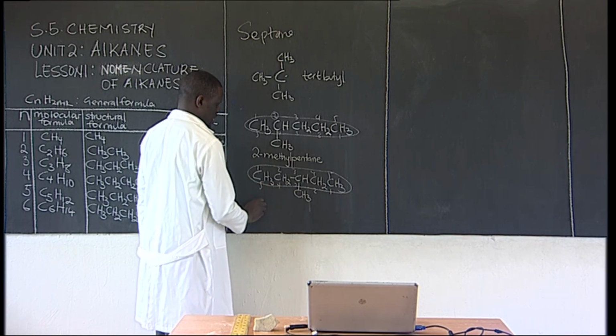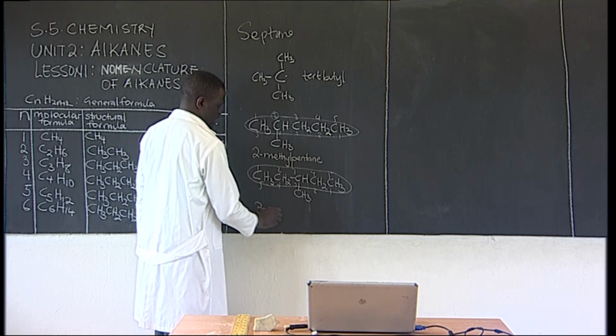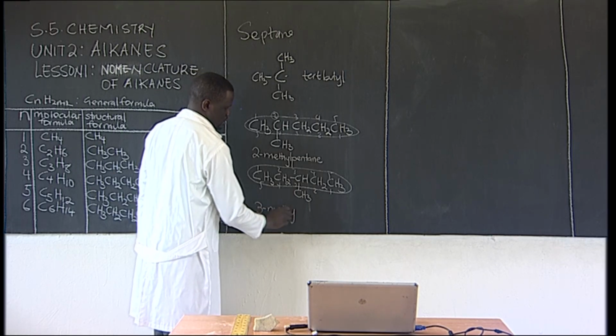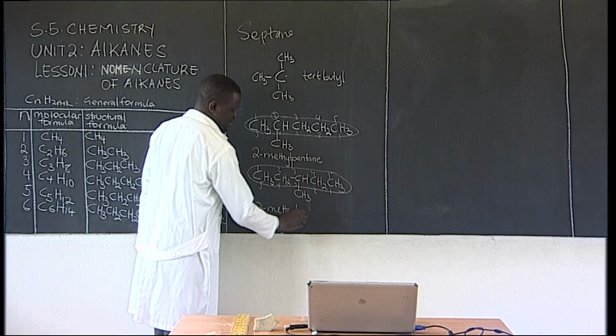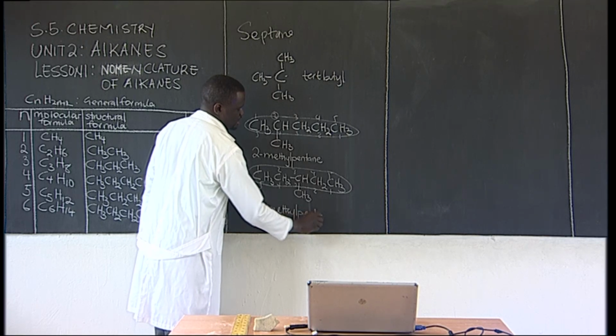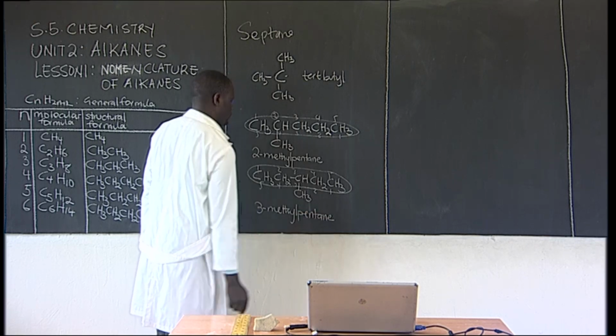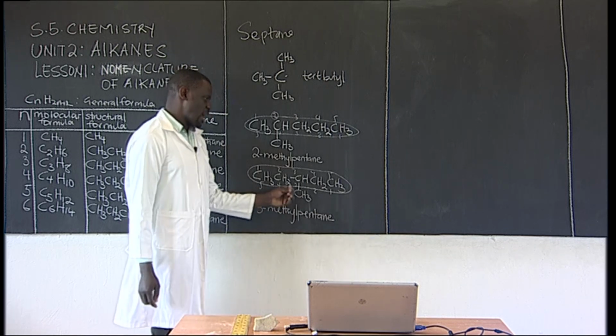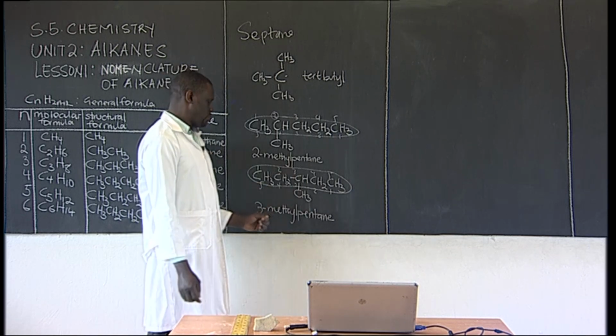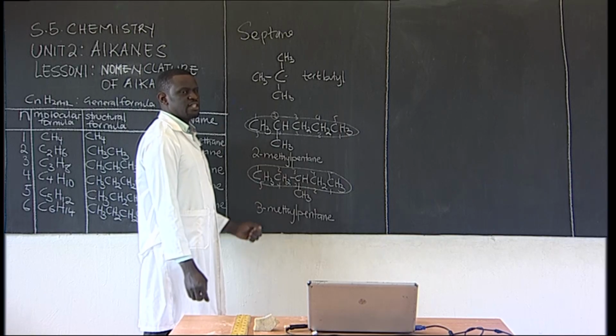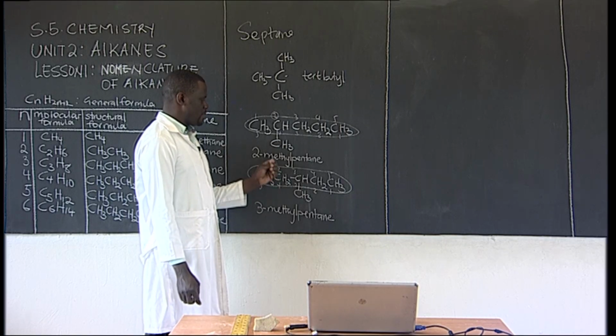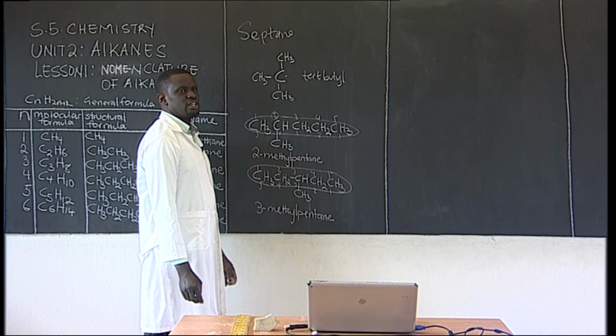So we shall say 3-methylpentane. So the name of our alkyl group is methyl. That's why we say 3-methyl. And this methyl group is on position number 3 in our carbon chain.